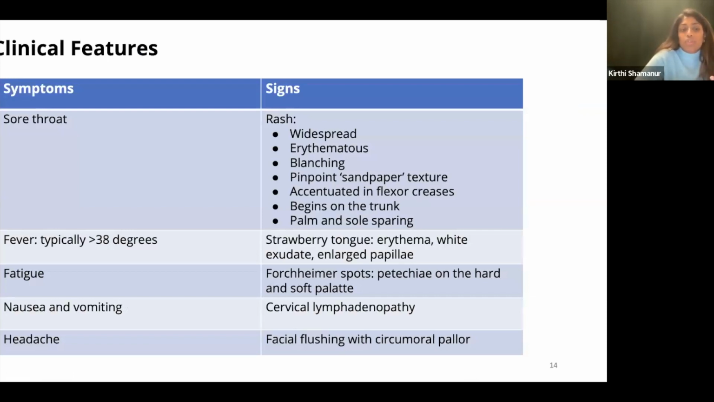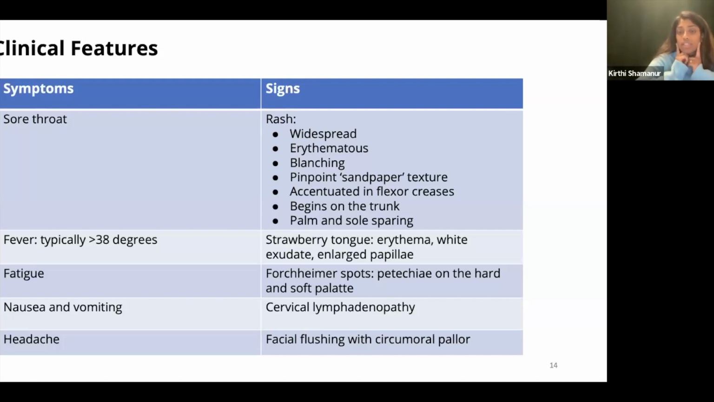So you've got sore throat, fever, fatigue, nausea and vomiting, headaches, very kind of generalized symptoms, but it's more what you'll see that makes it scarlet fever. So signs wise, you've got the rash, it's widespread, red, blanching, it's got that sandpaper, very rough texture, particularly in the flexor creases, so kind of elbows, thighs, begins on the trunk, and you find that it's actually palm and sole sparing. So you've also got the strawberry tongue.